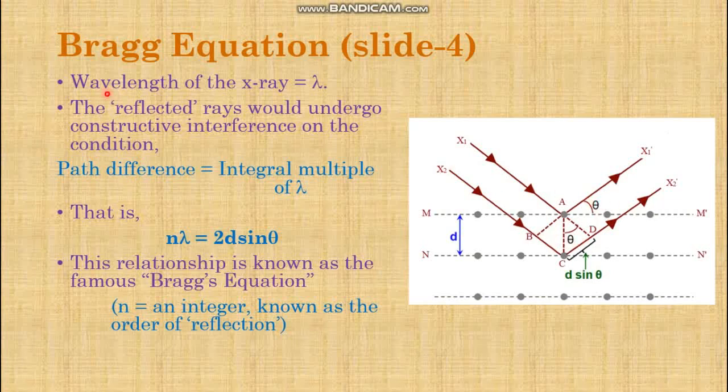And finally the slide is once again here. You need not draw it. So the wavelength of X-ray is lambda. I have written the term enclosed by inverted commas, so you would also do the same. The reflected rays would undergo constructive interference on the condition. What is the condition? As I have said, the path difference should be equal to an integral multiple of lambda. That means if n is some integer, that is 1, 2, 3, 4, etc., then 2d sine theta must be equal to n lambda. That is, the condition is n lambda equals 2d sine theta. This relationship is known as Bragg's equation, and n is known as the order of reflection.